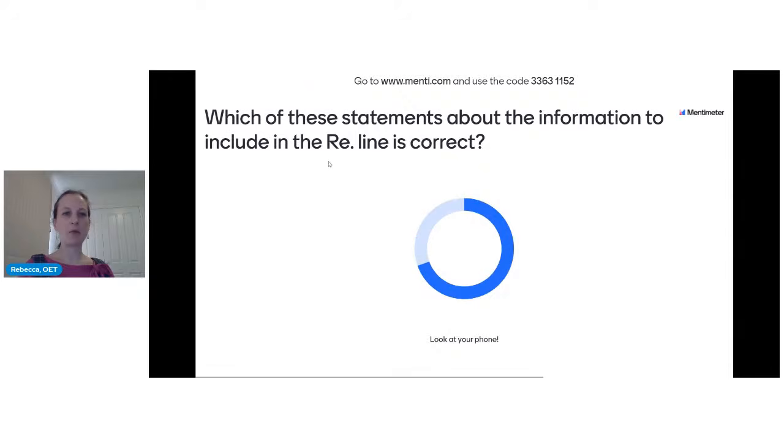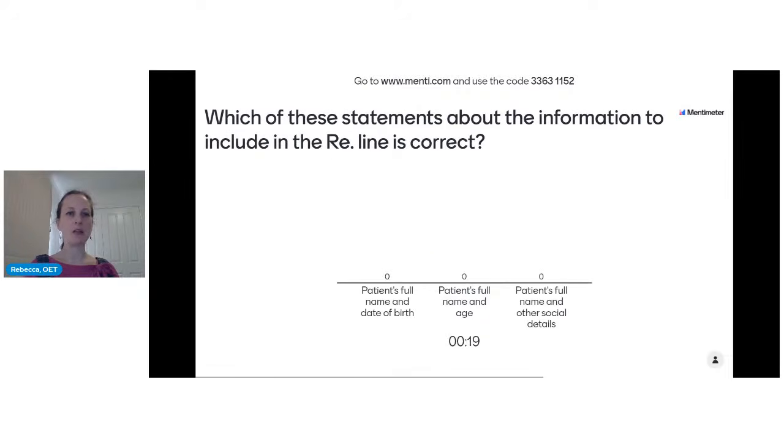So the question options are going to come through now. Which of these statements about the information to include in the RE line is correct? And you have 20 seconds to choose your answer. So do you think it's the patient's full name and date of birth, the patient's full name and age, or the patient's full name and then any other social details you think are relevant?